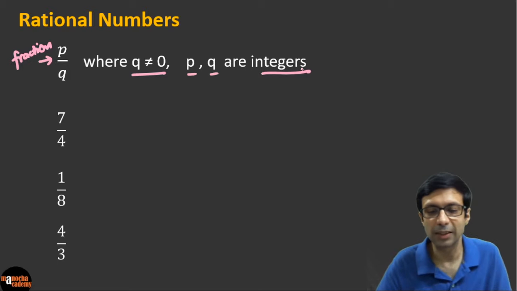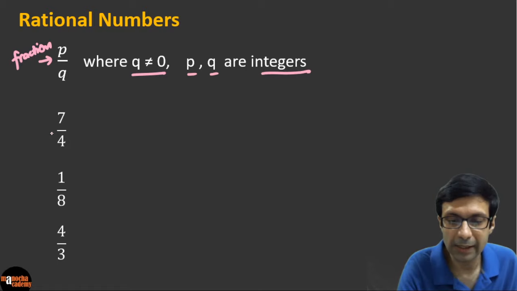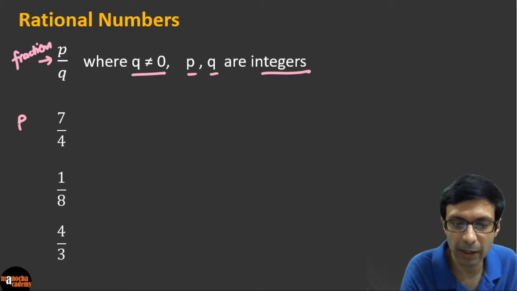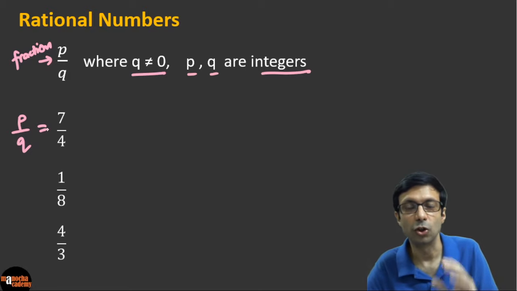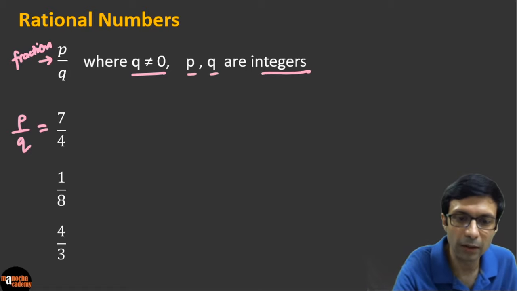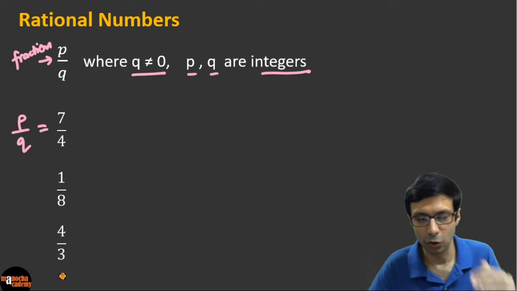Okay, so let's consider some simple examples here. For example, can you see 7 by 4 here? If you look at this example, 7 by 4, it's of the form p by q, right? So p is 7, q is 4. So 7 by 4 is a rational number. Similarly, look at the next example, 1 by 8, and the next example, 4 by 3. Can you see that?